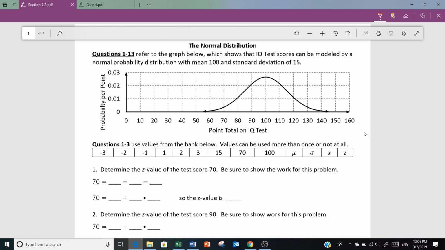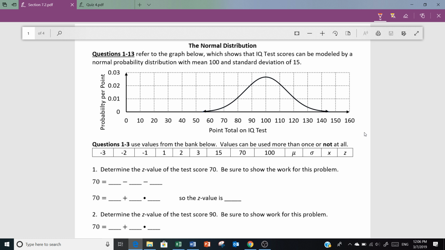How many of us have taken an IQ test before? I've never taken one. Anyway, the mean of an IQ test is 100 and the standard deviation is 15. So what we're going to do is look at probabilities in this normal distribution.